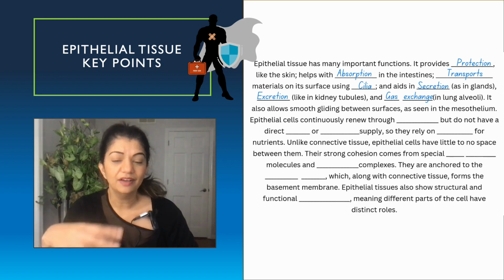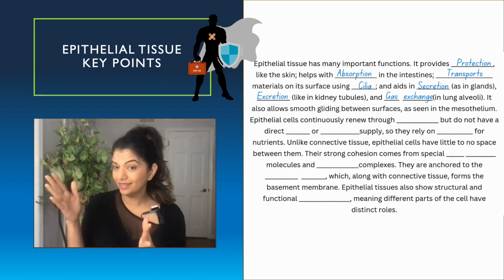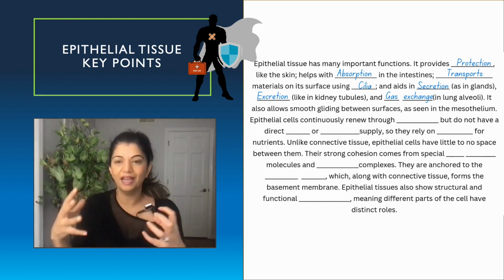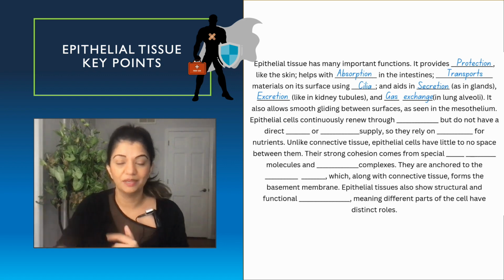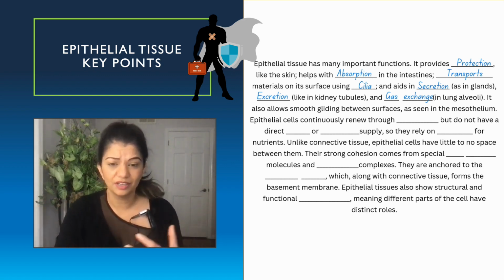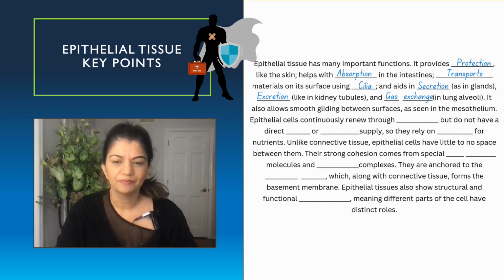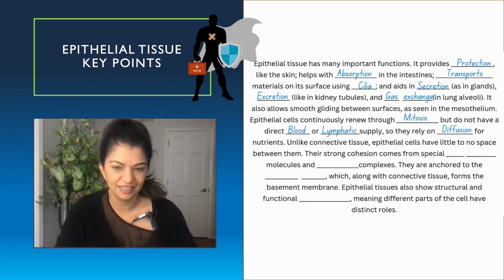Now, it allows for smooth gliding between surfaces as seen in the mesothelium. Now, this is something you may not think about, right? We always think about it forms a barrier, but it also lubricates so that there's no friction between our organs or other structures in the body. Epithelial cells continuously renew through mitosis, but don't have blood or lymphatic supply, and they rely on diffusion for nutrients.